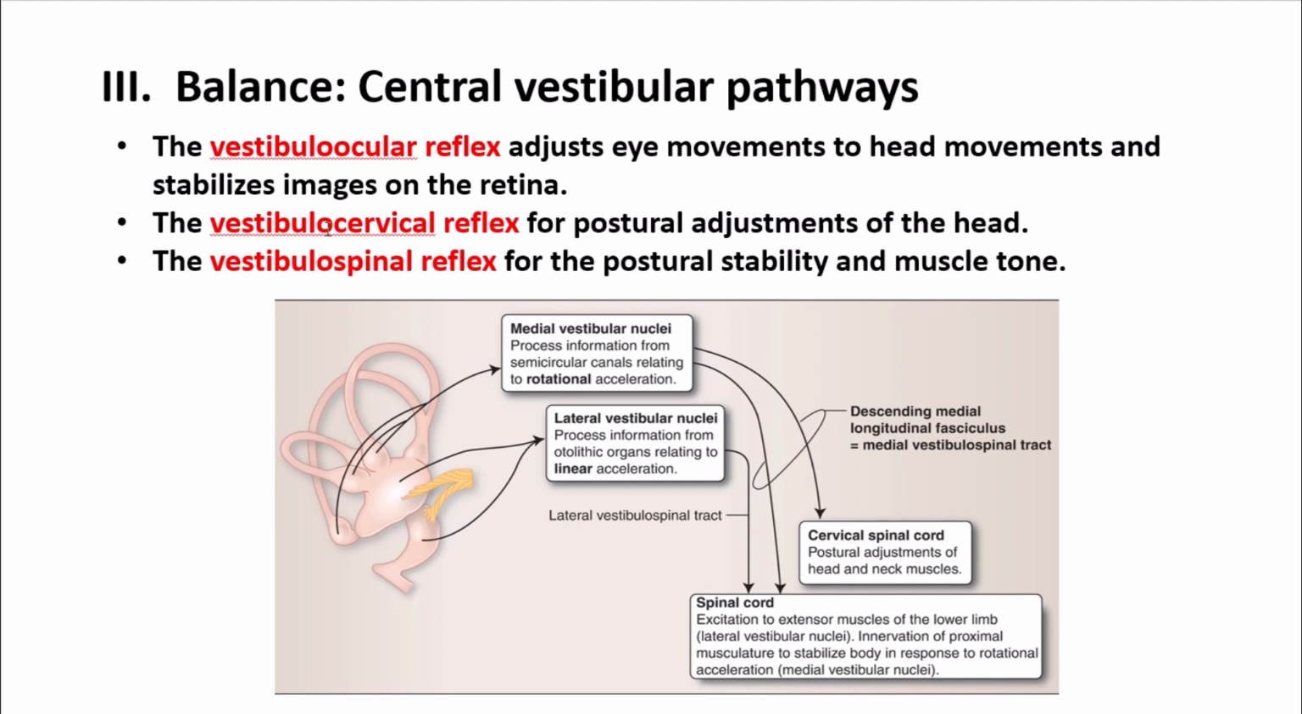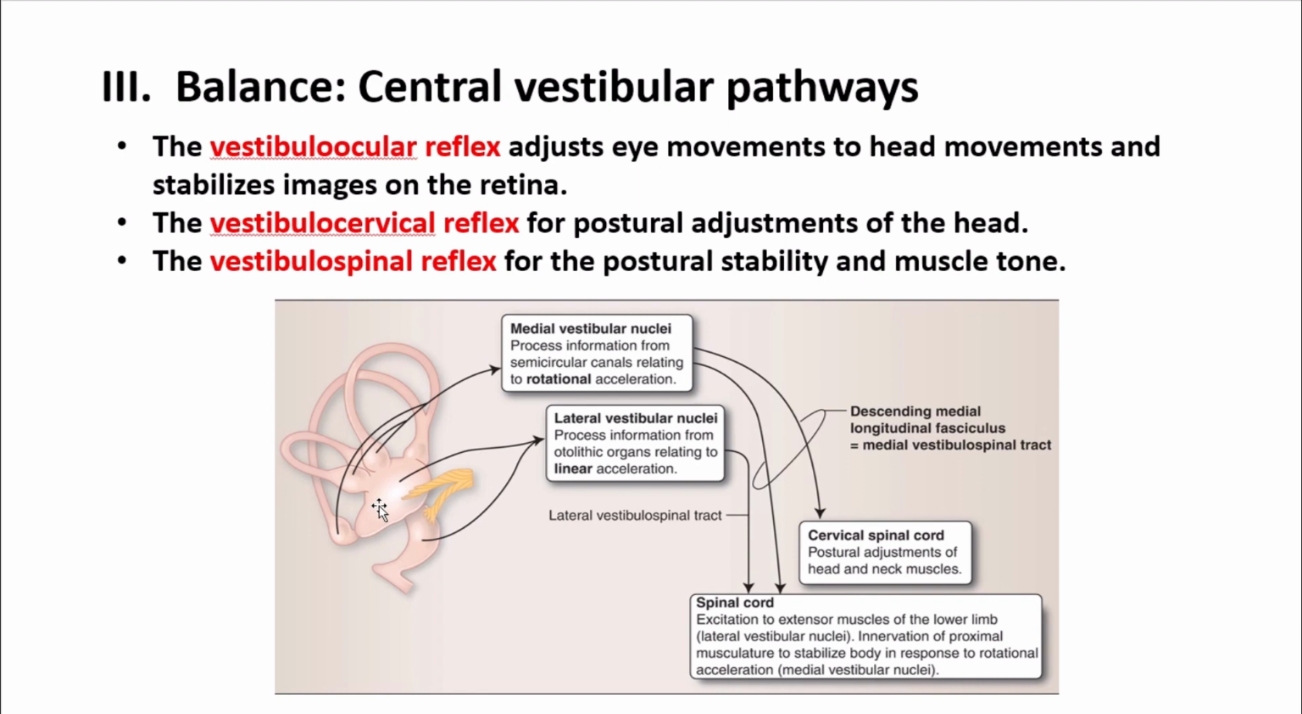The second one is called vestibulocervical, and this is connecting the nerve fibers to the cervical area and the muscles that are supplying the neck area, and it's important for adjustment of the head and neck movements. And the vestibulospinal reflex is going to the torso muscles and also the proximal girdle muscles, shoulder and hip girdle muscles, and that's also for posture and for tone of those muscles.